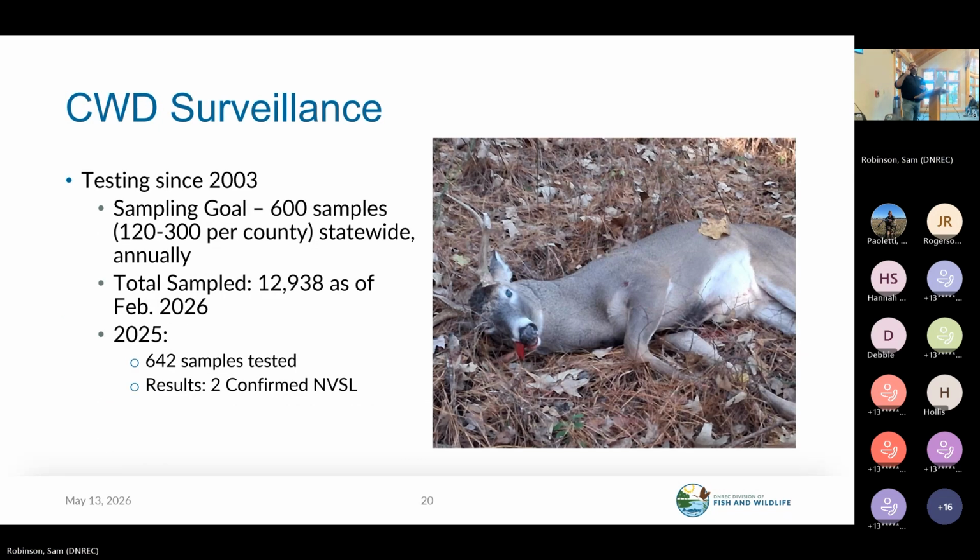Any other questions? So going back before me, Joe and his cohort have been testing for quite some time. Since 2003, typically on an annual basis, we try to get 600 samples: 120 from New Castle, 180 from Kent, 300 from Sussex County. So to date, we've done 12,938 samples thus far. That's quite a bit. In 2025, we had 642 samples that we sent up to PADLS. Of that, 2 were confirmed, not just by PADLS, but also by NVSL.